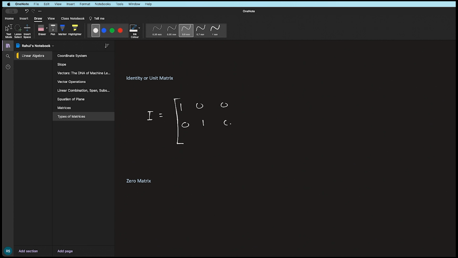0 1 1 0 0 1. So this is a 3 cross 3 identity matrix, and the diagonal elements, you can see that they are always 1. Similarly, I can write another identity matrix, that is 2 cross 2, that is 1 0 0 1.